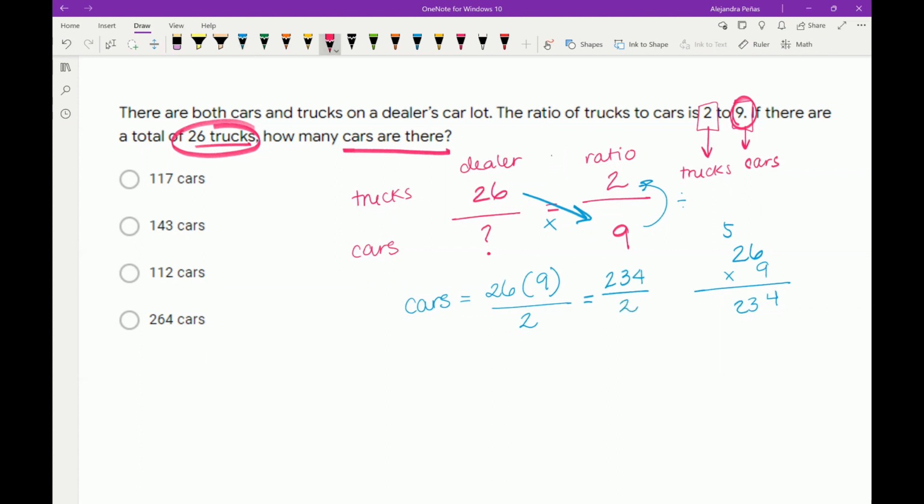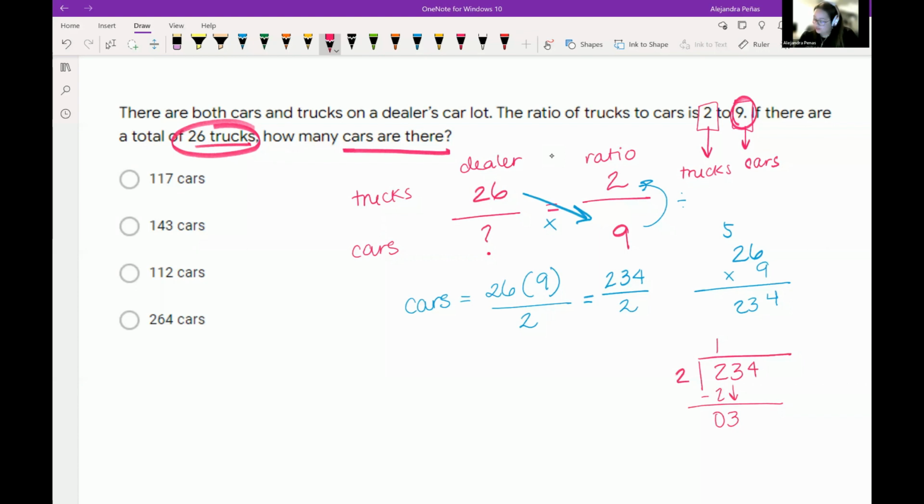And again, take the top and divide it by the bottom. So what is that going to be? 117. All right, I'm just going to double check. Yeah, double check. I trust you, but I'm also going to double check.